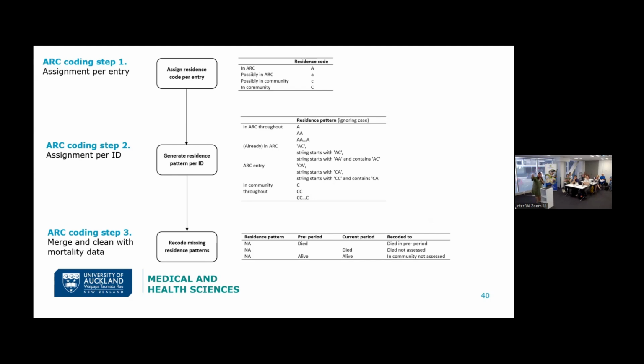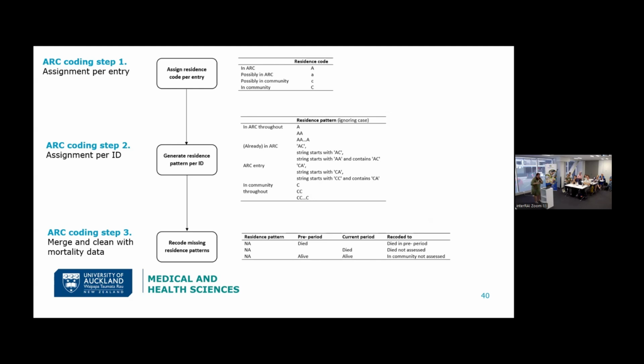At each assessment, we want to assign a residence code. Here we say it's just A for in ARC and C for in community. And then once we have that entry per assessment, we're going to look at them at the person level. So that's step 2. For example, a person has 2 assessments, both of them are AA. That means this person throughout the 10-year period was already in ARC.